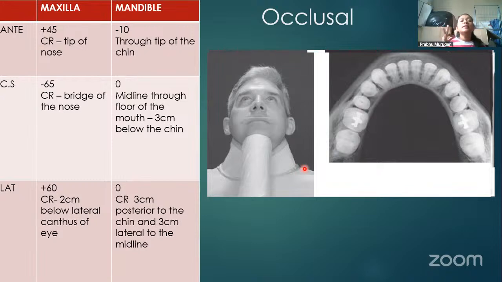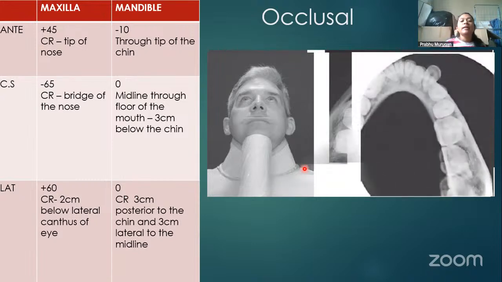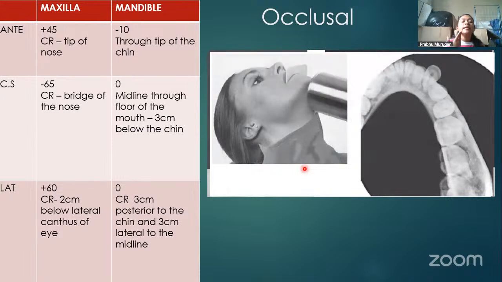Third is the mandibular lateral: 3 centimeters lateral and 3 centimeters below the chin. This is how it will be placed towards the side of interest. So this is your mandibular lateral occlusal. So three projections: anterior, cross sectional, lateral. This applies for both your maxilla and your mandible.